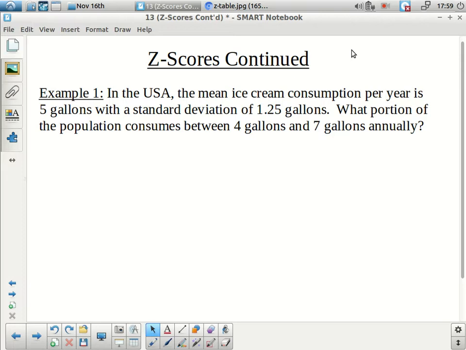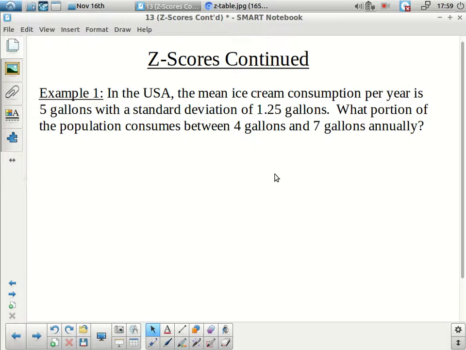In this video, we're going to continue with some more examples of how to use Z scores, which of course apply to the normal distribution. Okay. So here's example 1. In the USA, the mean ice cream consumption per year is 5 gallons. That's per person, with a standard deviation of 1¼ gallons. What portion of the population consumes between 4 and 7 gallons annually?